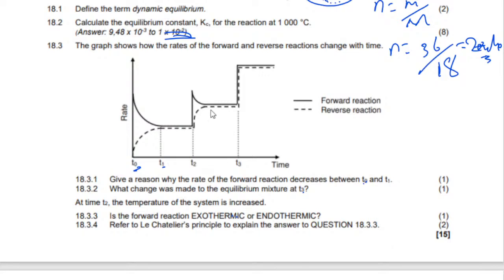When you added it, you increased the temperature. Check, if you increase the temperature here, what is happening? The temperature will favor the forward reaction. That's why you see the product became more and the reactants started to decrease. So you see that the forward reaction was endothermic. Why? Because an increase in temperature will favor the endothermic reaction. You understand?